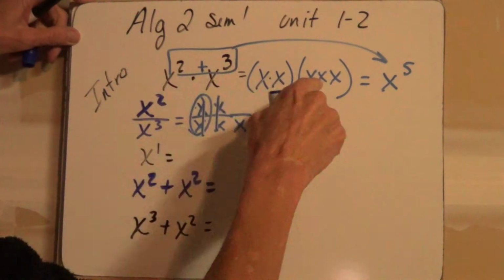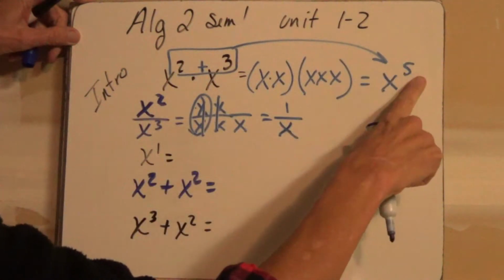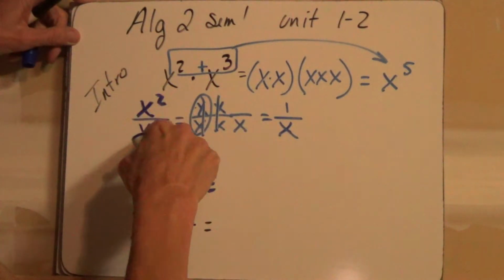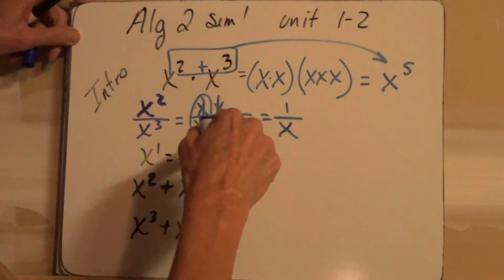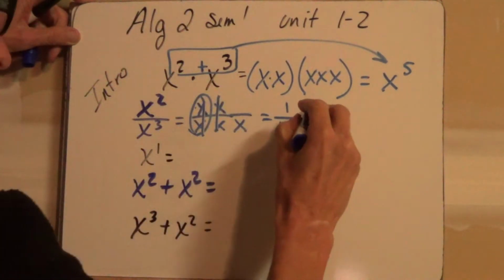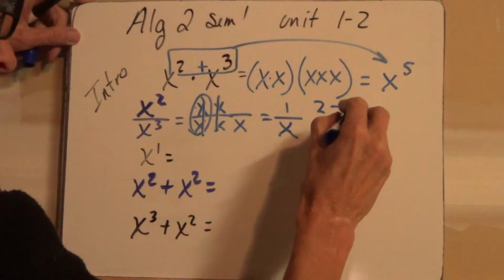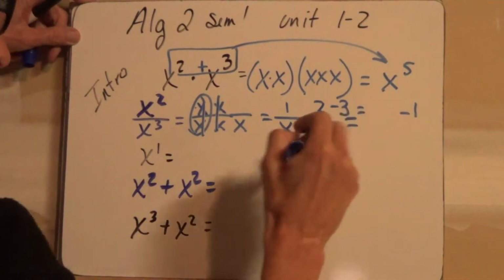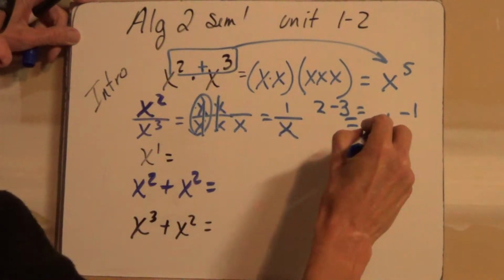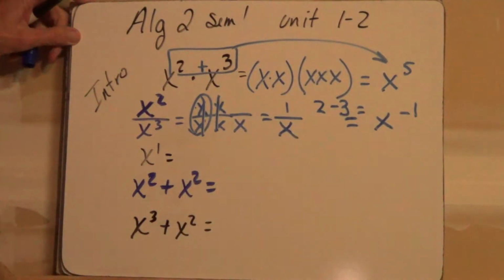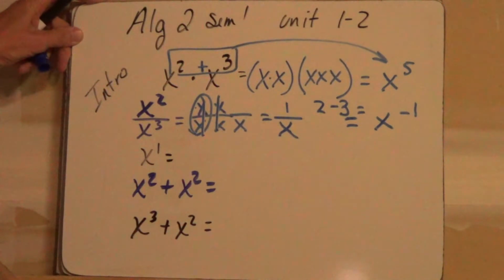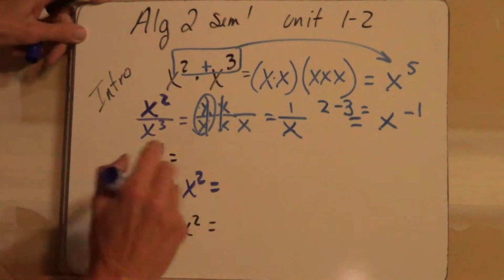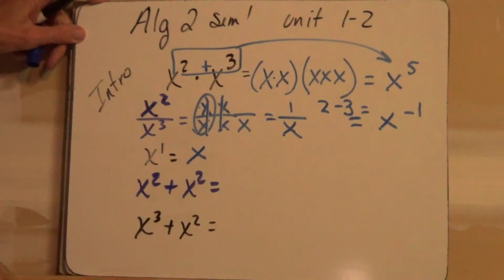Hopefully it makes sense. When we were multiplying, we added the exponents to get the answer. Here, since we're dividing, we can subtract the exponents. 2 minus 3 would equal negative 1. So if we bring this 1 over x up to the top, it actually is x to the negative first. I'm going to have you guys explain negative exponents a lot this week. Okay, x to the first really does just mean there's one x there.